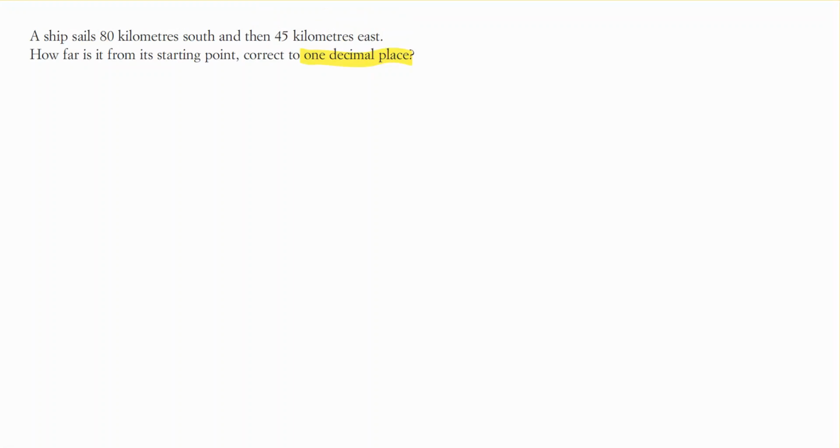It says here, a ship sails 80 kilometers south, then 45 kilometers east. How far is it from its starting point, correct to one decimal place? Well, first of all, let's deal with 80 kilometers south. Here is the boat. It goes south, which is down 80 kilometers. It then turns and goes 45 kilometers east.